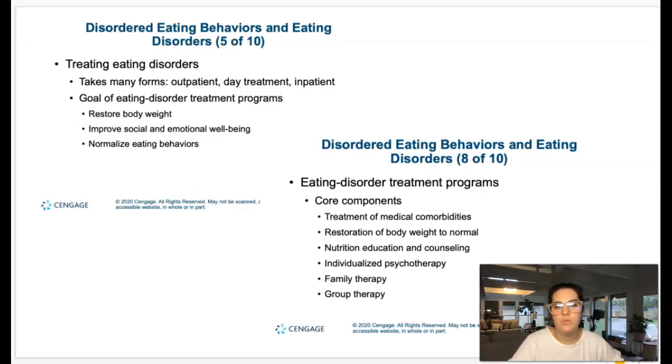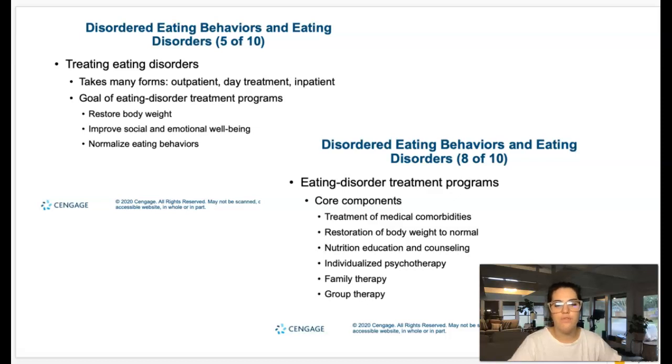So with eating disorders, we definitely want to address them and treat them appropriately. So those professionals who are qualified to treat eating disorders are highly regarded. And depending on the severity of the eating disorder and the patient's ability to understand how complex the eating disorder is, the treatment can look very different. So there can be outpatient treatment, there can be day treatment, and inpatient treatment as well.